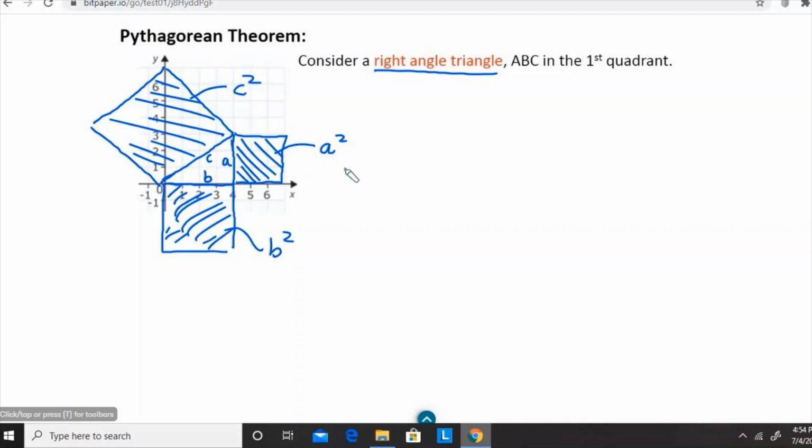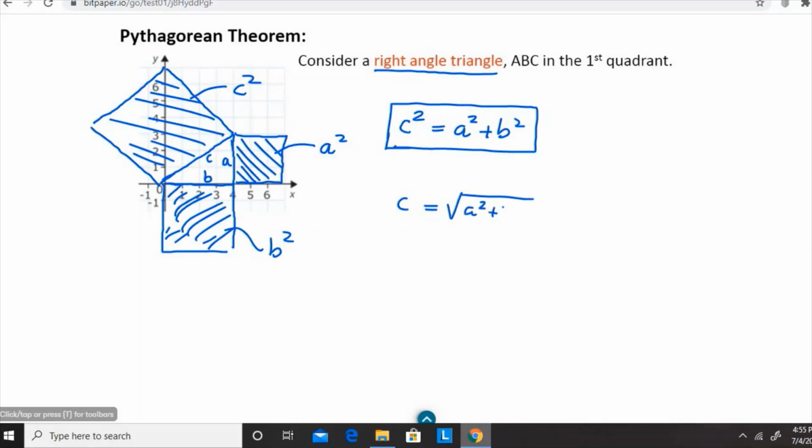So Pythagoras said that there's a relationship between these areas. He said that this C squared is always equal to A squared plus B squared. So this is what we call the Pythagorean theorem. It's a very important theorem that you guys need to really understand and really use to solve certain expressions that will come in physics. So for example, if you want to solve for C, you can simply take the square root of A squared plus B squared.